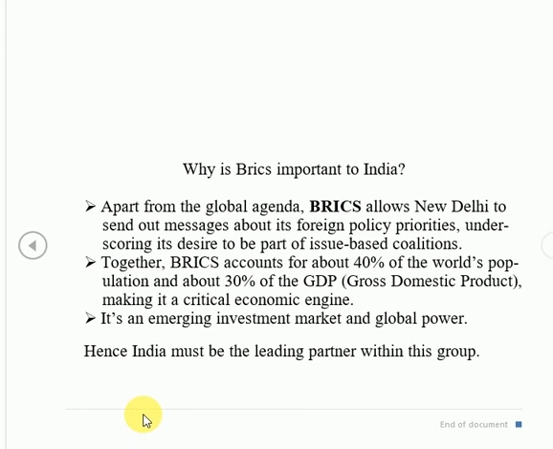So from this point of view, I would like to tell you, India should also focus on this forum and should maintain a higher standard in this forum. Hence, India must be the leading partner within this group. I just wanted to say this.